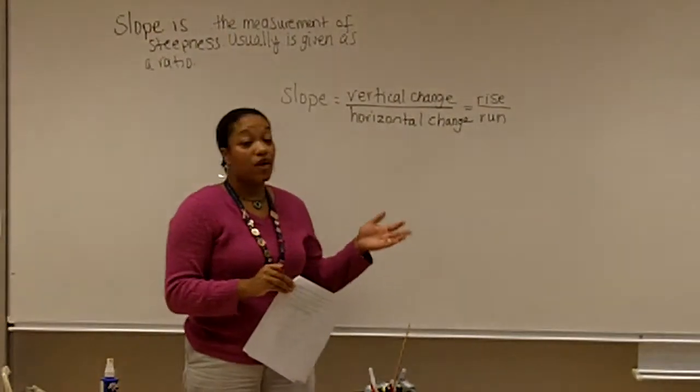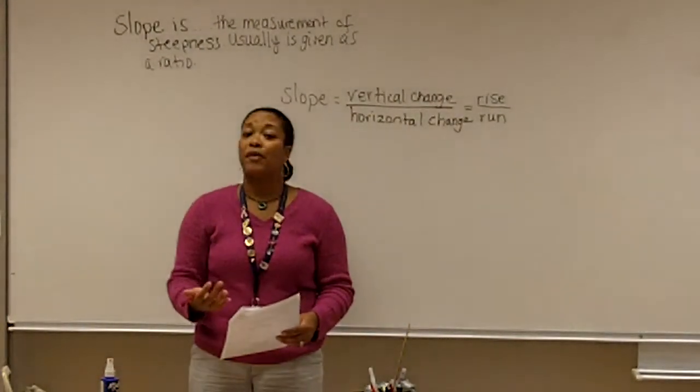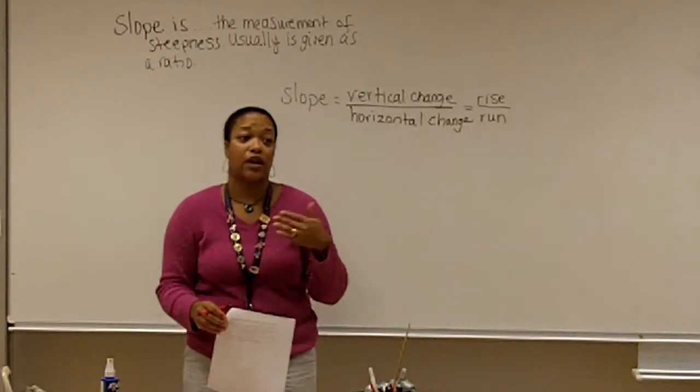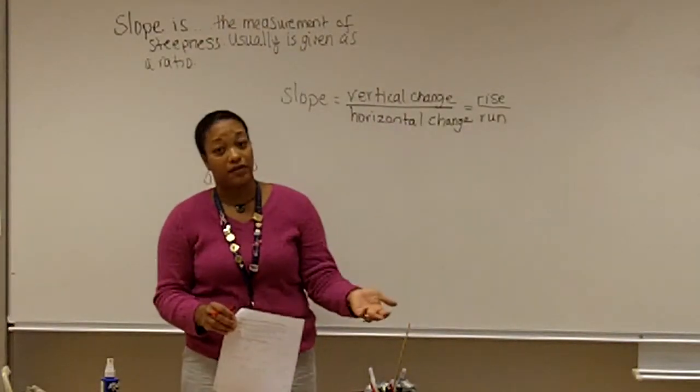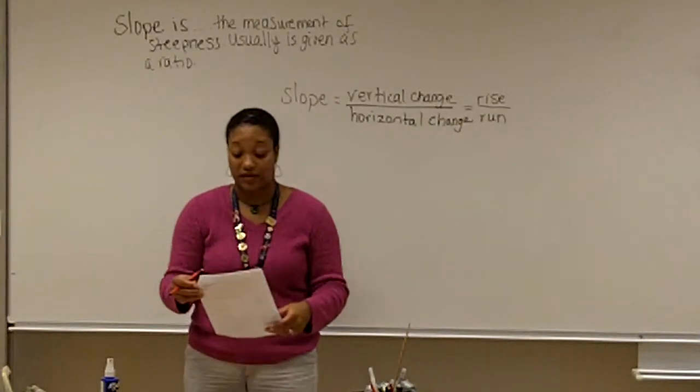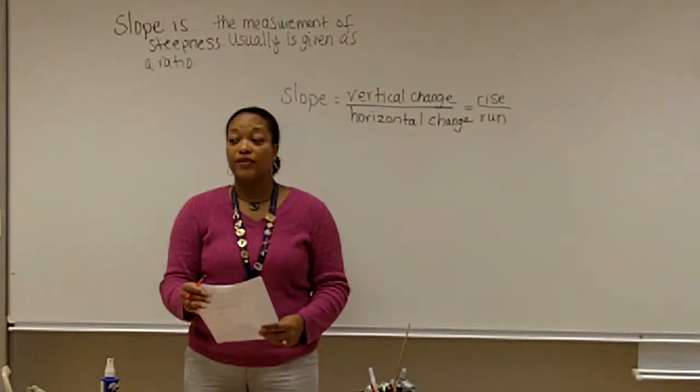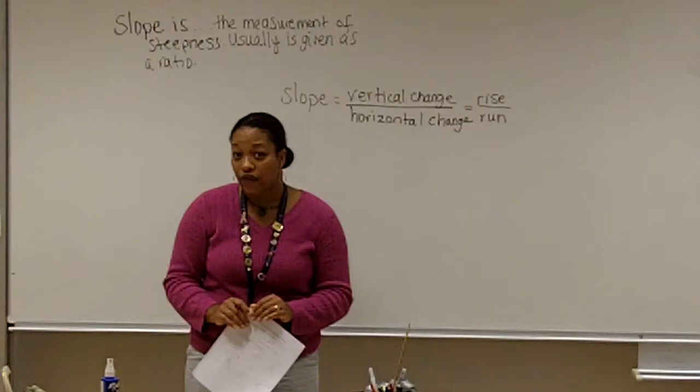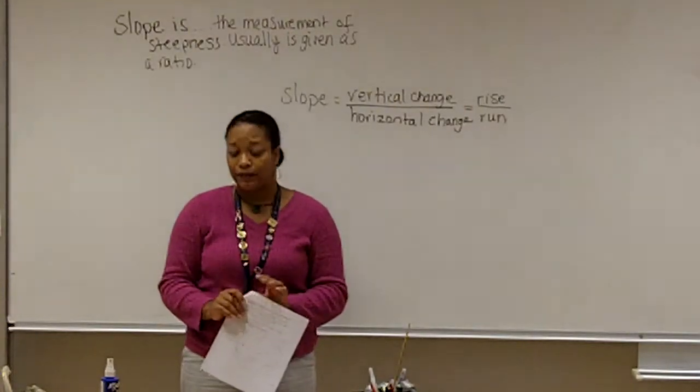Now, using graphs is great because it's just simple basic counting. You just have to remember that when I go to the left, I have to change my sign to negative. If I go down, I have to change my sign to a negative. However, sometimes you're not always going to be given a graph, and you still have to find the slope.